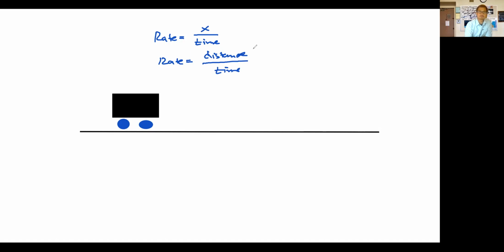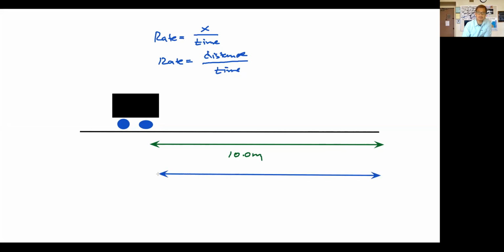So let's imagine that this car here travels a distance of, let's say, 10 meters. So we have a car traveling a distance of 10 meters. That's the distance covered. But without an indication of time, it'd be very difficult for us to determine how quickly this car is covering this distance. And so we need an indication of time as well.